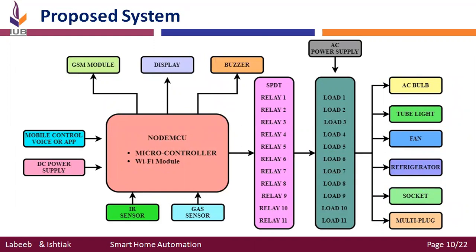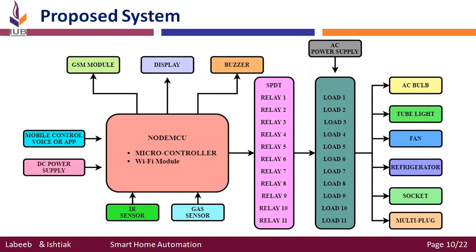In the proposed system, here you will see that the load is connected with the Node MCU via relay, and the gas sensor is connected to the Node MCU. So how does it work? First, if we give any command, the Node MCU will give a command to the relay, and the relay will give a command to the load.